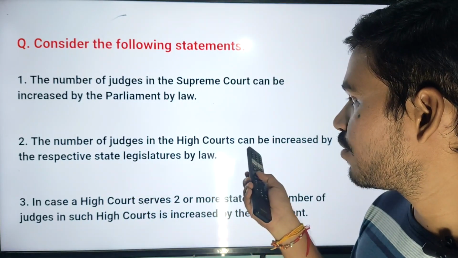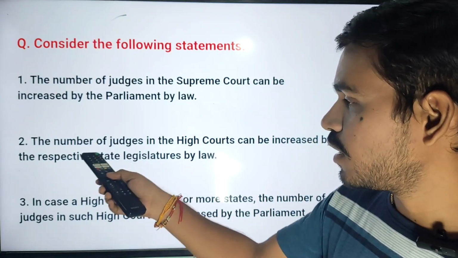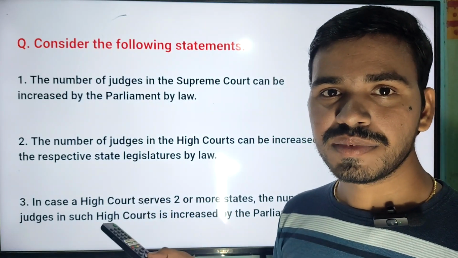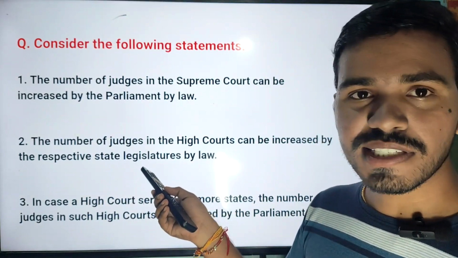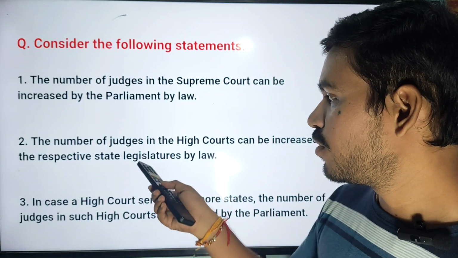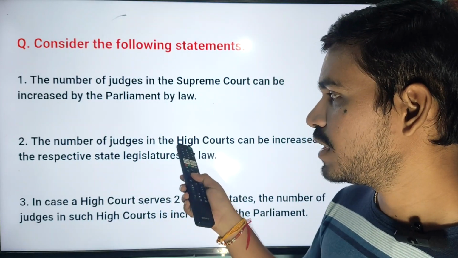The number of judges in the High Courts can be increased by the respective state legislature by law. This is wrong. The number of judges in the High Courts can be increased by President's order. So, by using an executive order itself, we can increase the number of High Court judges. No need of state legislature's approval. So, this statement is wrong.